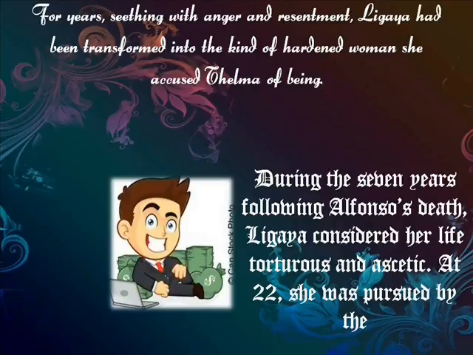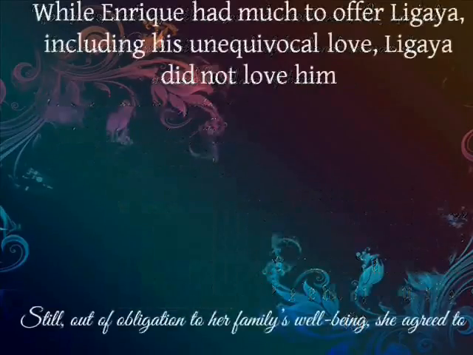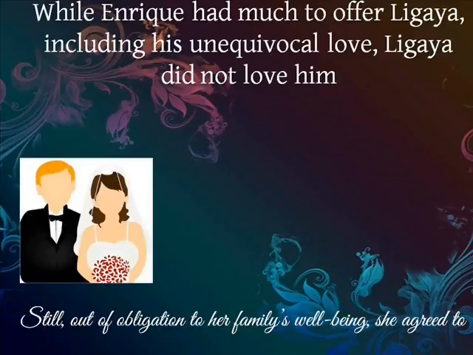During the 7 years following Alfonso's death, Ligaya considered her life torturous and ascetic. At 22, she was pursued by the wealthy and US-educated Enrique, who quickly won over Emma and the others. While Enrique had much to offer Ligaya, including his unequivocal love, Ligaya did not love him. Still, out of obligation to her family's well-being, she agreed to marry him.